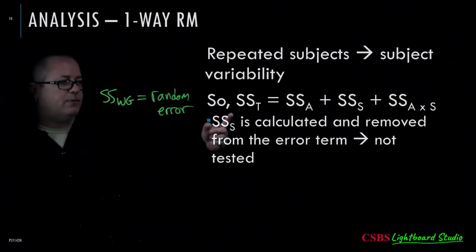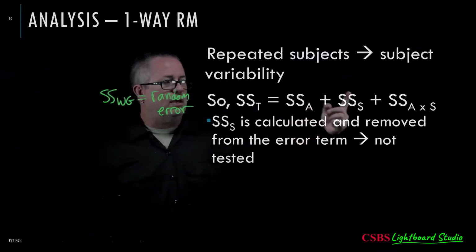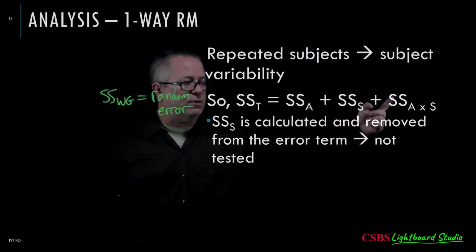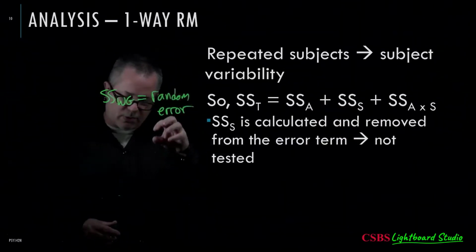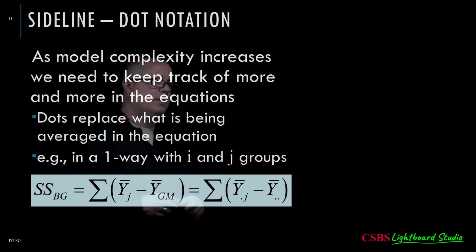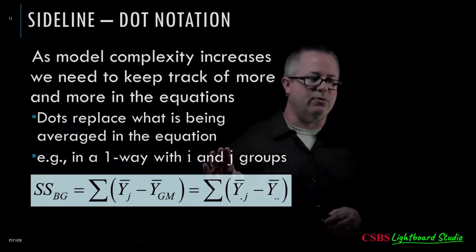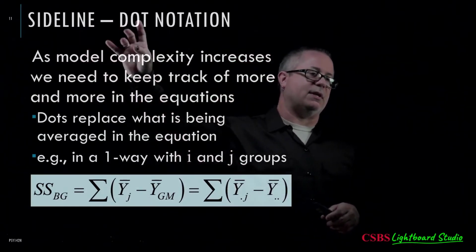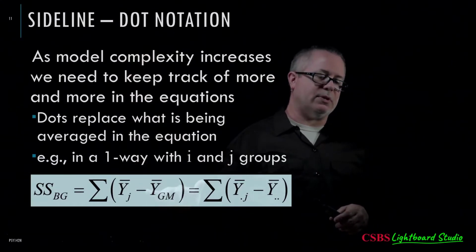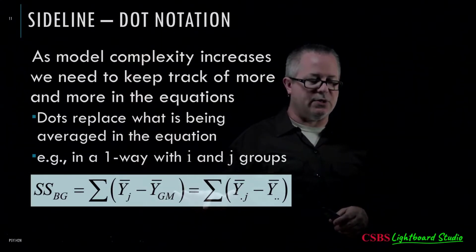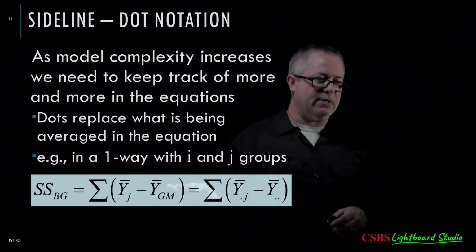So we tend to focus on A, obviously, and this A by S, because this is our new error term. This gets computed, but we just sort of ignore it, because all we want to do is remove it out. Model complexity increases. We need to keep track of more and more equations. So this is a little bit of a sideline for a second, because I switch over when I usually talk about repeated measures to using this dot notation, which can drive students a little nuts, but it's there for a reason.